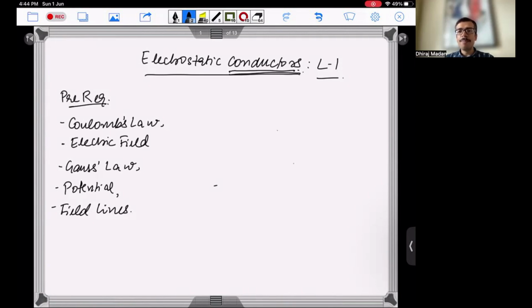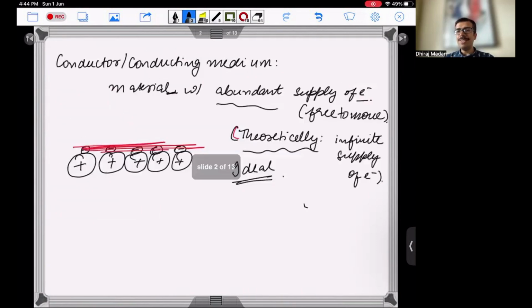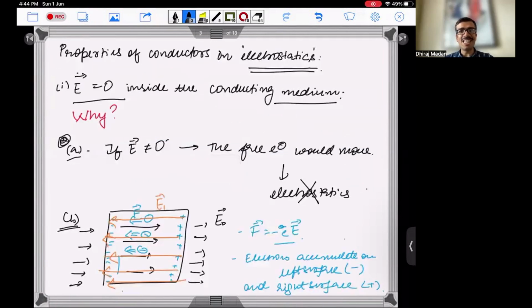I am Dhiraj Madan. So in the last lecture, we looked at a few properties of electric conductors. These are materials which allow us to conduct electricity. An ideal conductor is one wherein you have an abundant supply of electrons, and ideally, it should be an infinite number of electrons, right? So these electrons can move under the influence of an electric field, and that's why they are able to conduct electricity. But in the specific context of electrostatics, there are a few interesting properties which they have, and those were the ones which we discussed in the last lecture.